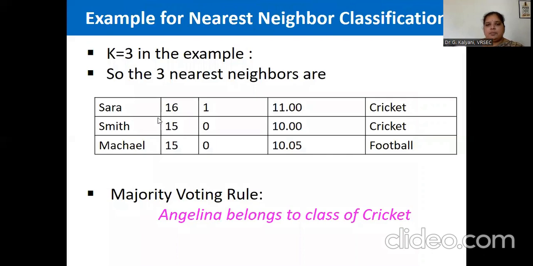And the 3 minimum distance training instances are these 3. And the corresponding class labels in these 3 instances are 2 belongs to the cricket label and 1 belongs to the football label. So because the majority label is cricket, we can decide that Angelina belongs to the class of cricket. So if k is considered as 3, then because of the 3 minimum distance instances we are selecting, and among those 3, 2 belong to the cricket, we are deciding that the given test instance also belongs to the cricket.